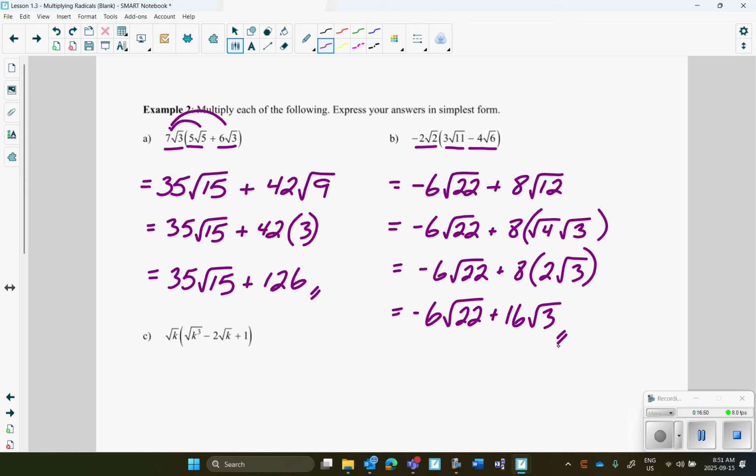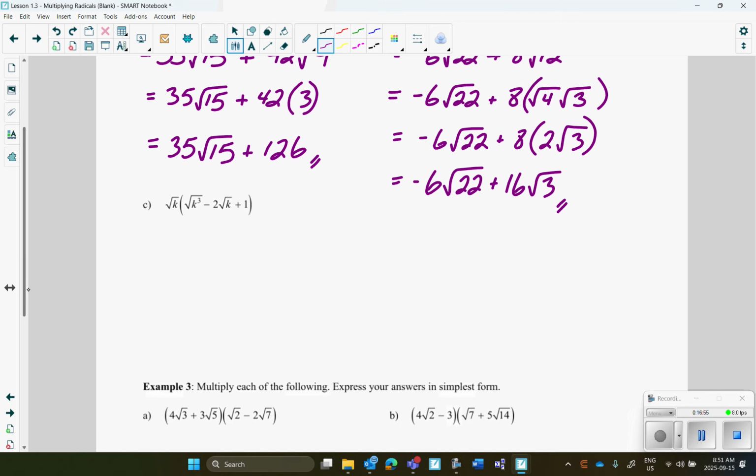Okay. And the last one, don't let the variables throw you. This time we're going to do 3 multiplications. What is root k times root k to the third? Root k to the fourth, minus root k times 2 root k, and root k times 1. Don't overthink, just root k.